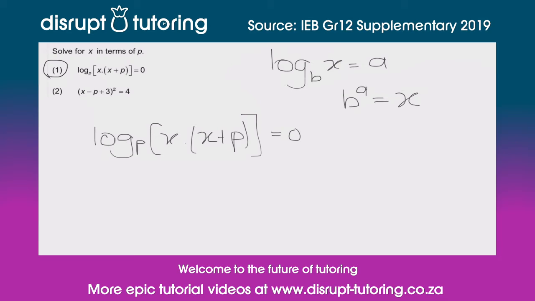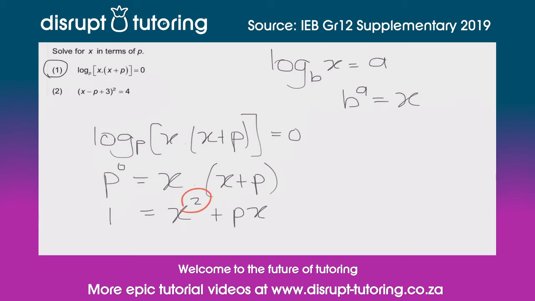So we've got the base of p, then we've got to the power 0, and that equals this over there, so it's going to be x times (x plus p). Now we simplify that: p to the 0 is 1, equals, we multiply that out, x squared plus px.